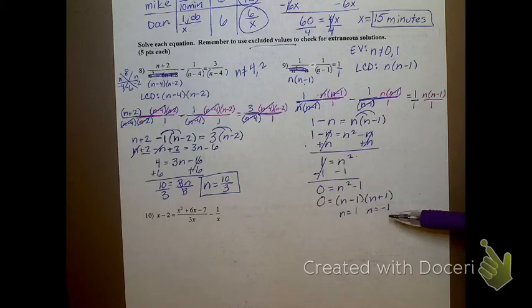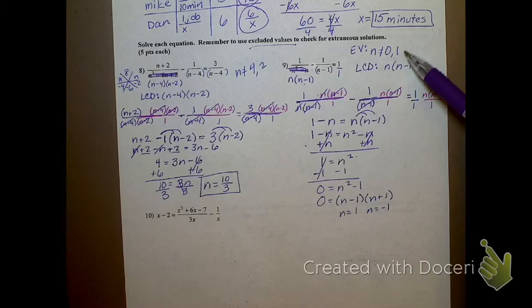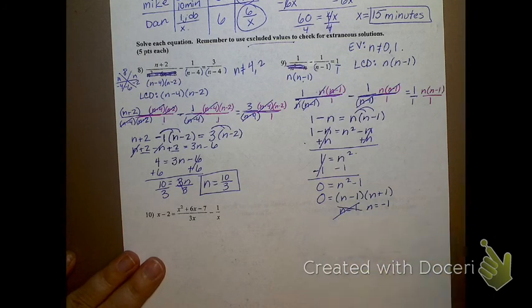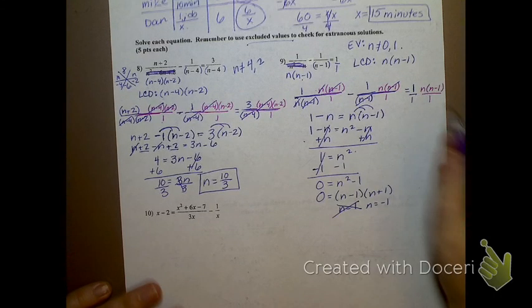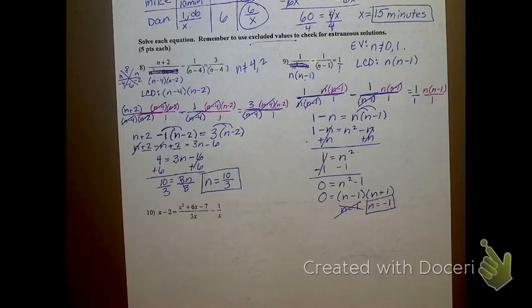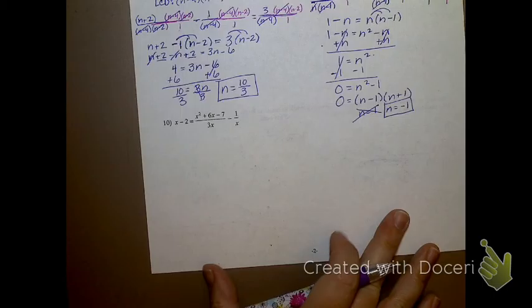Now, were either of these my excluded values? 1 was excluded, wasn't it? So that means that's an extraneous solution. So my only answer is n equals negative 1. If I only had one answer and it canceled out, that's when I have no solution. But I could have two answers, one cancels out, and I end up with one answer still. Okay? All right, last problem.